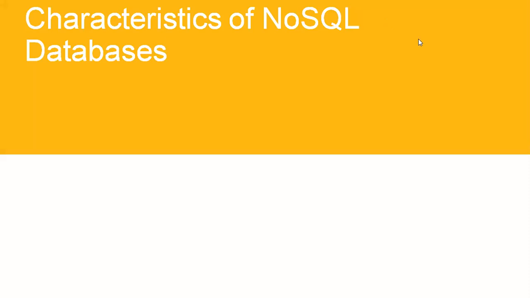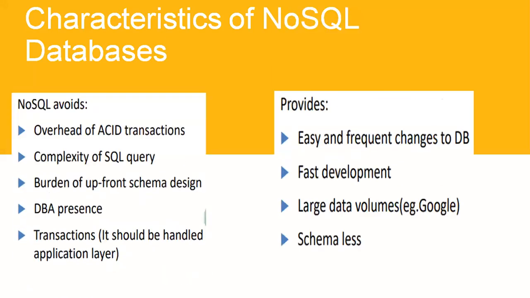Now let us discuss the characteristics of NoSQL databases. NoSQL databases avoid the overhead of ACID transactions. These are not supported by NoSQL databases, though they were supported by SQL databases. The complexity of SQL queries was high; this is not needed. Then there is the burden of upfront schema design. While using SQL databases, we need to design the schema in advance. That was a burden. A predefined schema was needed, and this is not required in NoSQL databases. We can design a database as we like.